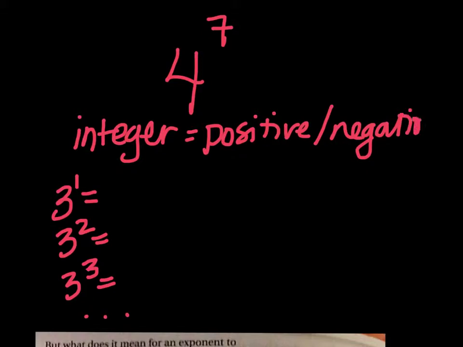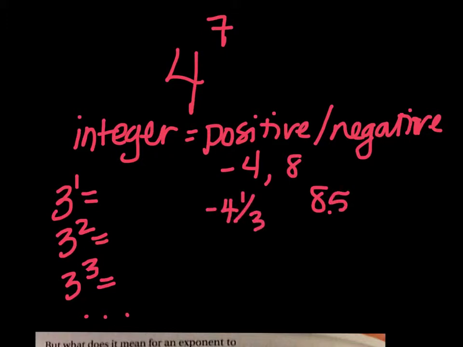So we could say -4 or +8. Those are all integer numbers, but numbers like 8.5 or -4 and 1/3, these are not integer numbers. So we're looking for integer exponents, essentially exponents on numbers that are either positive or negative.